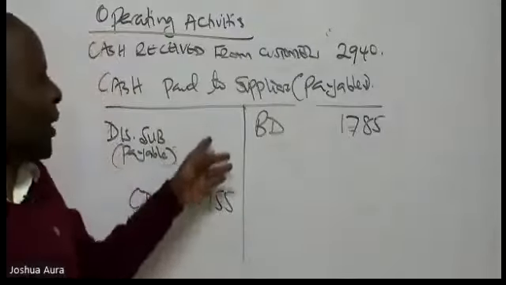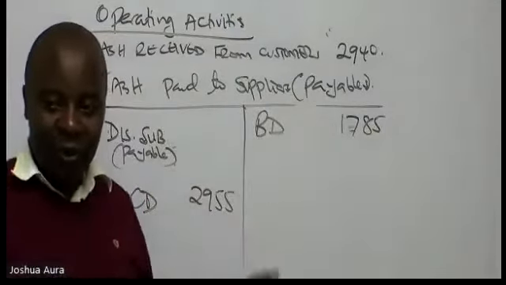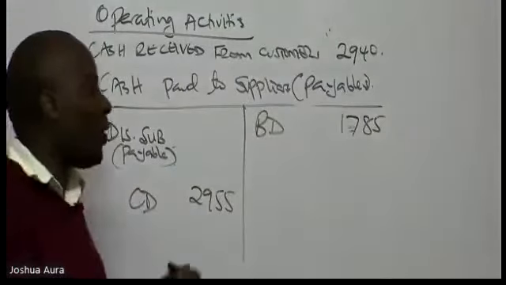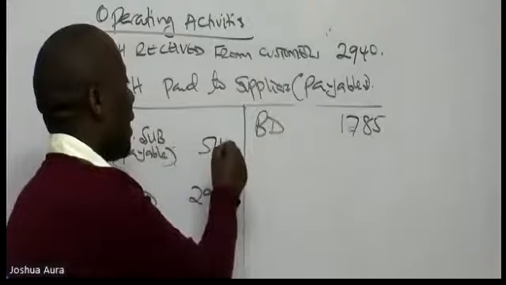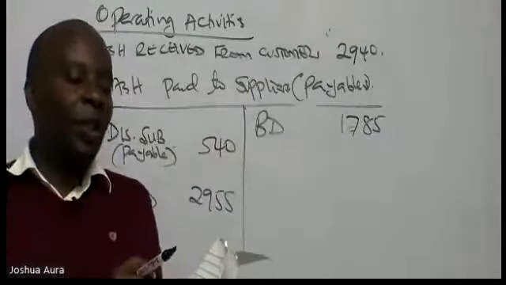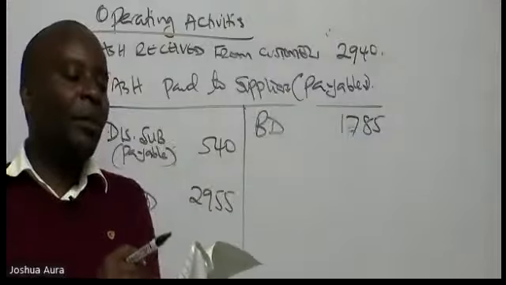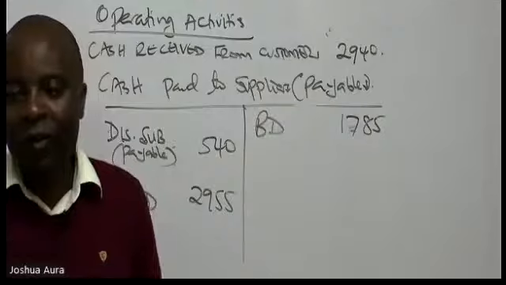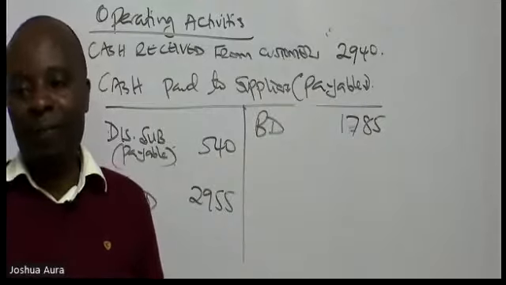Of course, when this account reduces, we debit. When it increases, we credit. So Odinga Eric is giving me a figure of 540. From note number 3, we can see that the subsidiary that we disposed of had payables of 540.